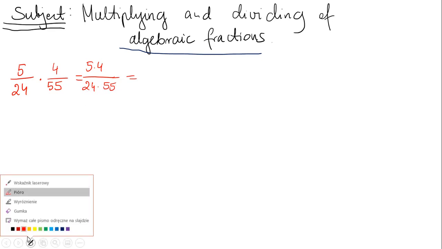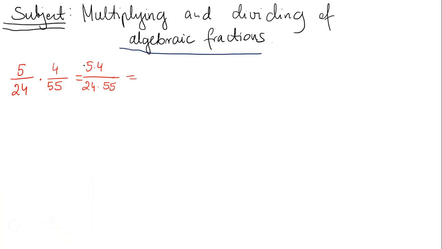So what we can do, we can cancel down those fractions. So we can cancel here 5 and 55. So divided by 5 we got 1 and 11. And we can do also the same with 4 and 24. So we get 1 and 6. And then the answer is 1 over 66.